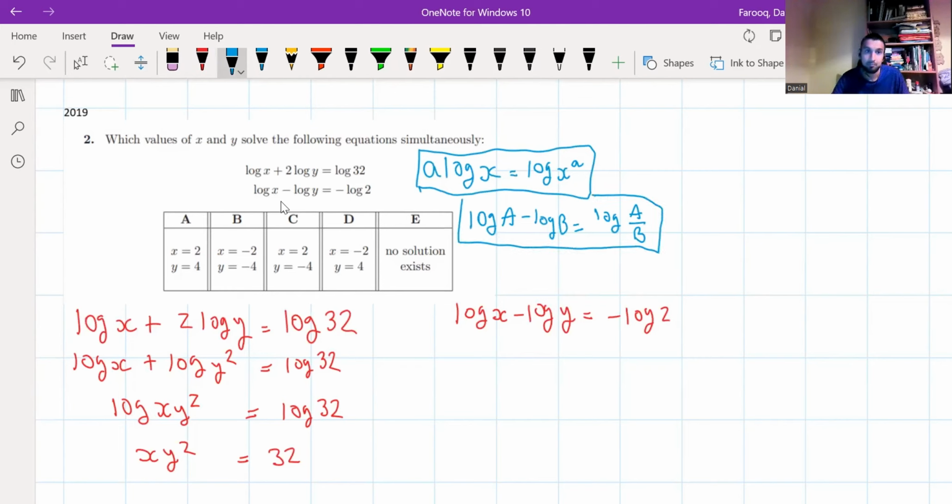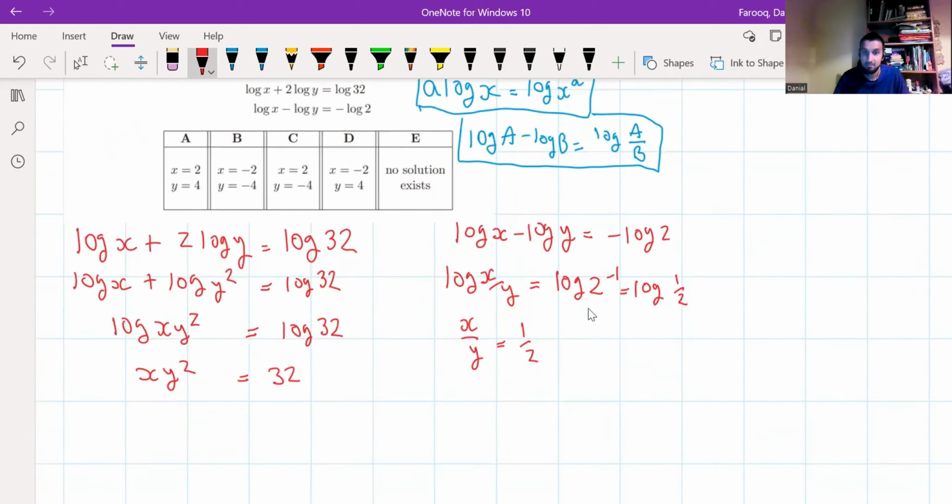Now, that's quite good because that would just become x over y. So log x over y. Now this minus 2, you can think of it as 2 to the power of minus 1. Minus 1, the a is minus 1. So that will become log 2 to the minus 1, which is actually log half. That's indices rules, power of minus 1 is half. So that will just be log half. So we'll get x over y equals to half if we cancel out the logs there.